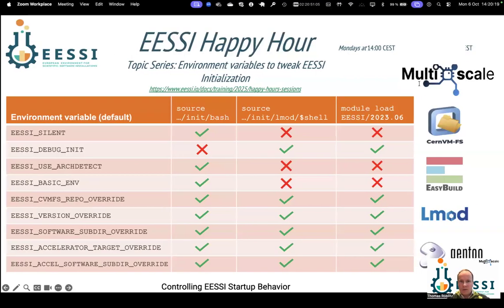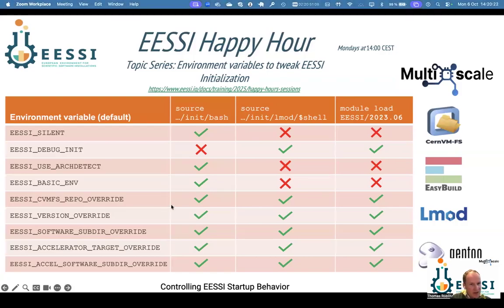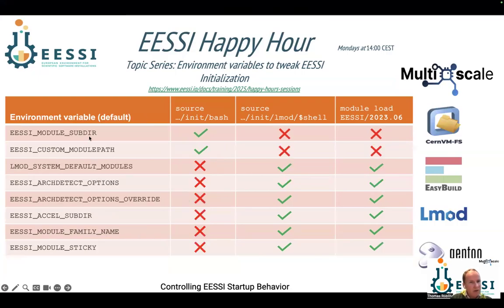Maybe I go and check if there's any other interesting variable we could try. So what you see is that the support for different variables is not always the same for all these different initialization methods. Depending on that, you can maybe decide which method you use.